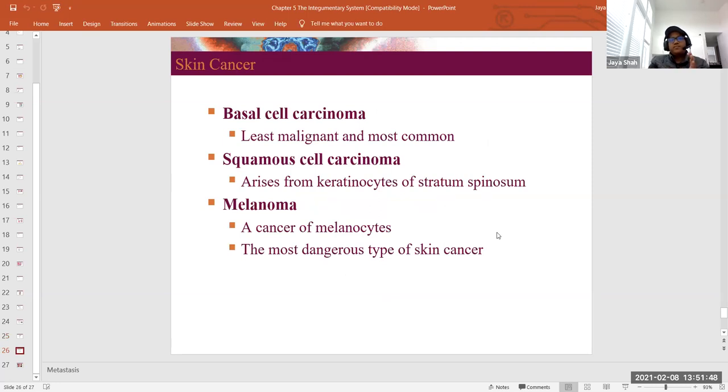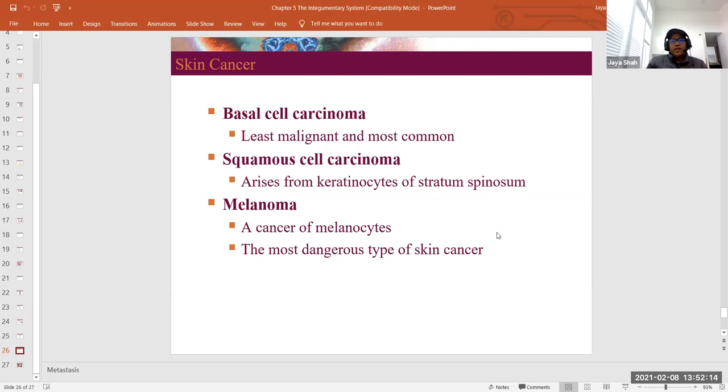Skin cancer. Skin cancer is a common cancer, very common. And most of the skin cancers are benign. That means they do not spread a lot. If you remove it, it goes away. There is basal cell carcinoma. They are the cancer from the squamous cells, keratinocyte producing cells. And they are least malignant and most common.